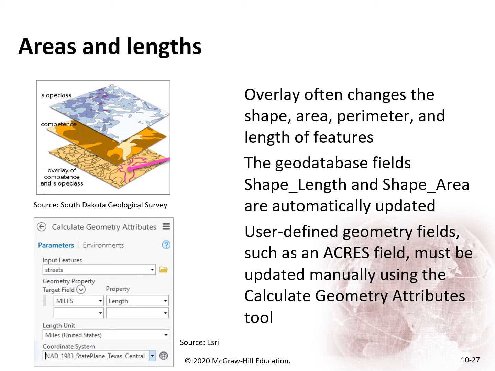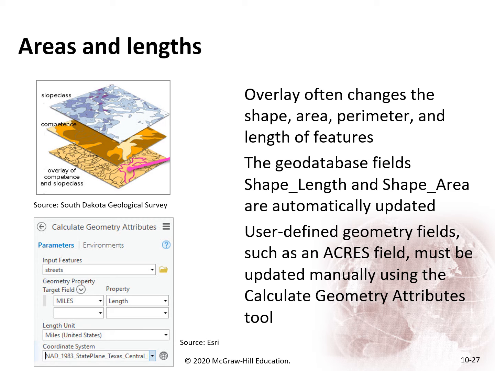Areas and lengths. You've heard me say this before many, many times in 200 and probably before in this class. Areas and lengths are not updated automatically. Only in certain circumstances are they. So we'll go over this. When you do an overlay, it often changes the shape, the area, the perimeter, and the length of features. So when you do an overlay and it clips and cuts and modifies things, stuff changes. When you project things, stuff changes. When you change projections, stuff changes. Okay? When you basically do any geospatial function on a data set, something changes.